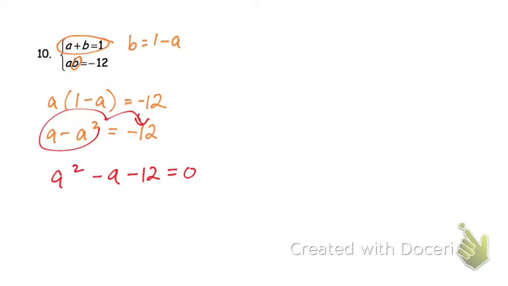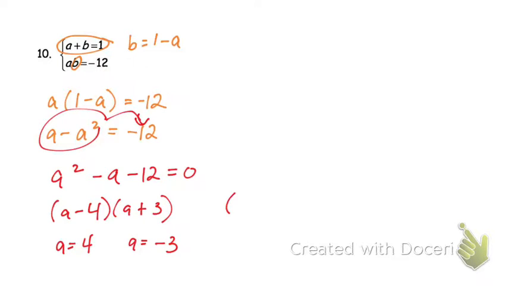How do I factor that? Which one's the negative one? Okay, I see where you're coming from. So if my ordered pair were in A, B form, then my ordered pairs would be 4, negative 3, and negative 3, 4.